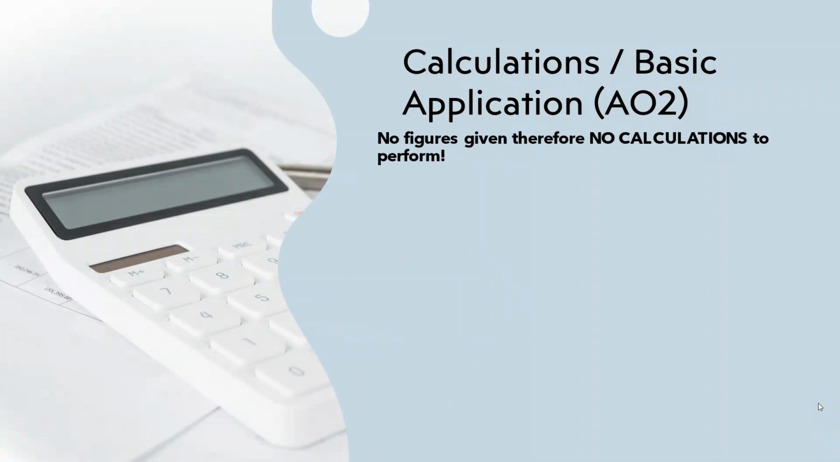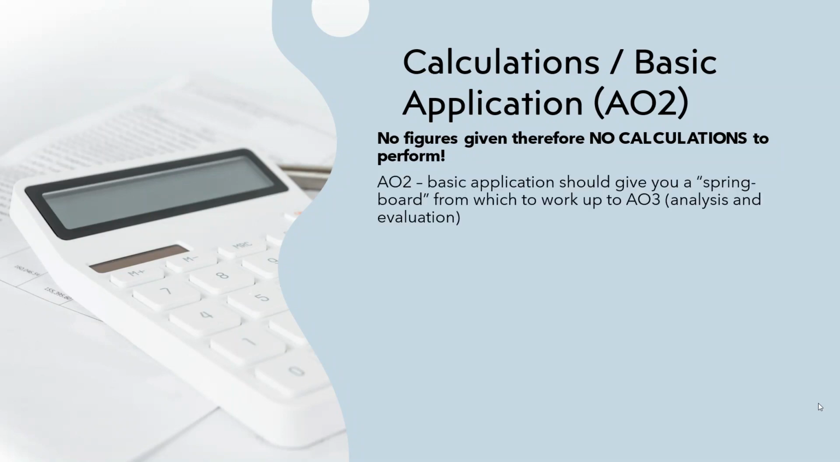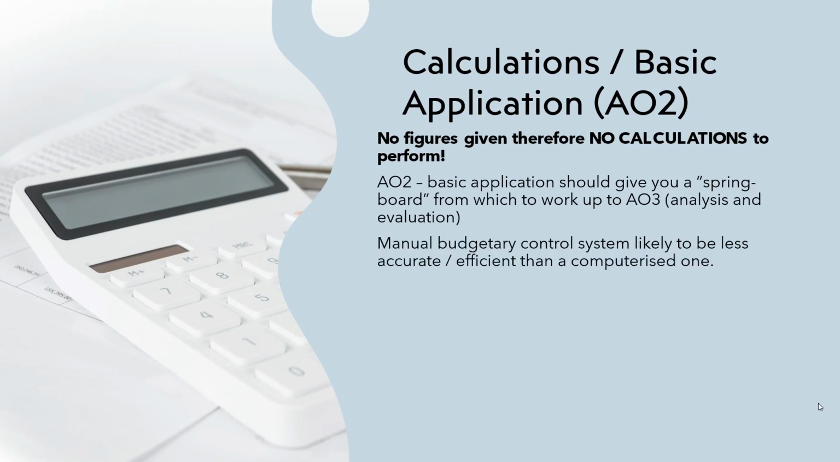Okay, so calculations and basic application, they haven't given us any numbers here. We haven't got any figures to work with. Therefore, we cannot perform any calculations, which is quite unusual for a Section C essay question. So the AO2 marks, the basic application, are going to be making fairly basic assumptions about the information that's been given. We won't get any marks for regurgitating, but they should be giving us a springboard from which we can work up to the AO3 marks, the analysis and evaluation. So if you remember, there are 5 marks available for AO2 and a further 20 marks available for AO3.